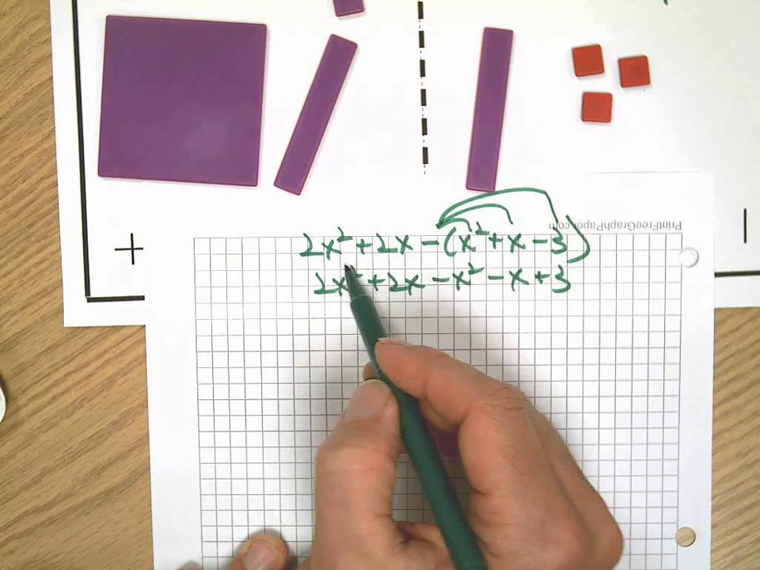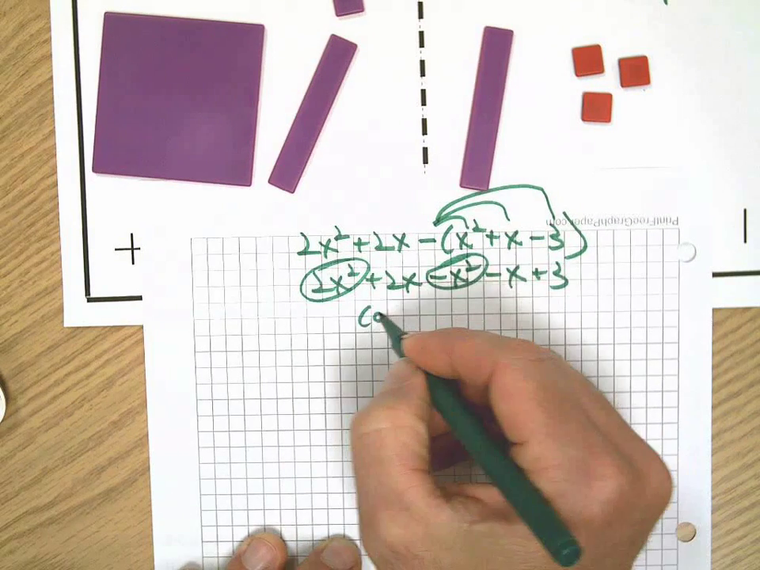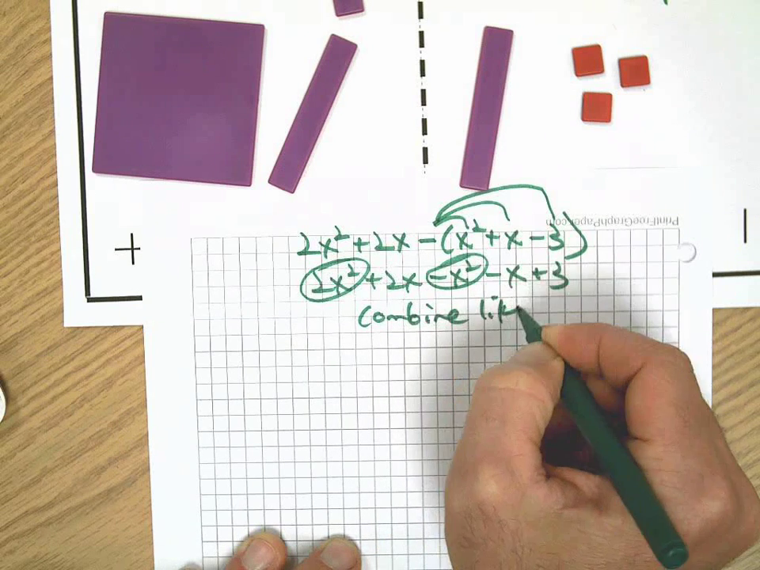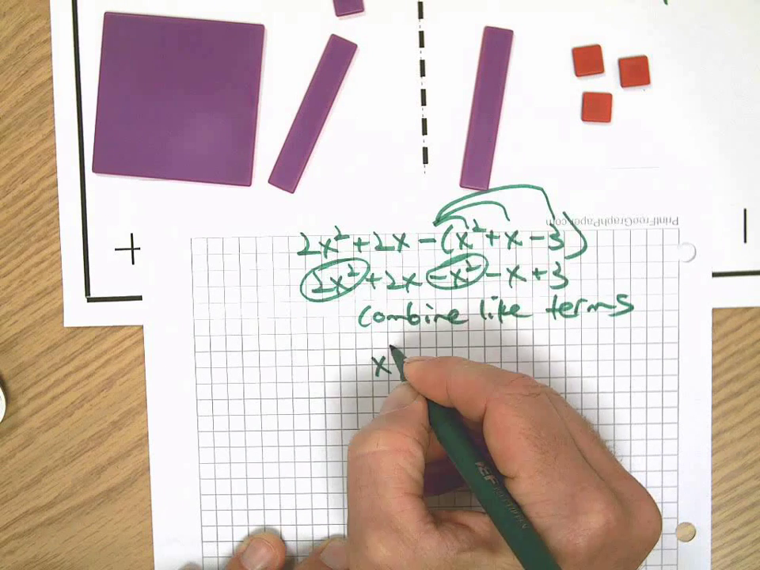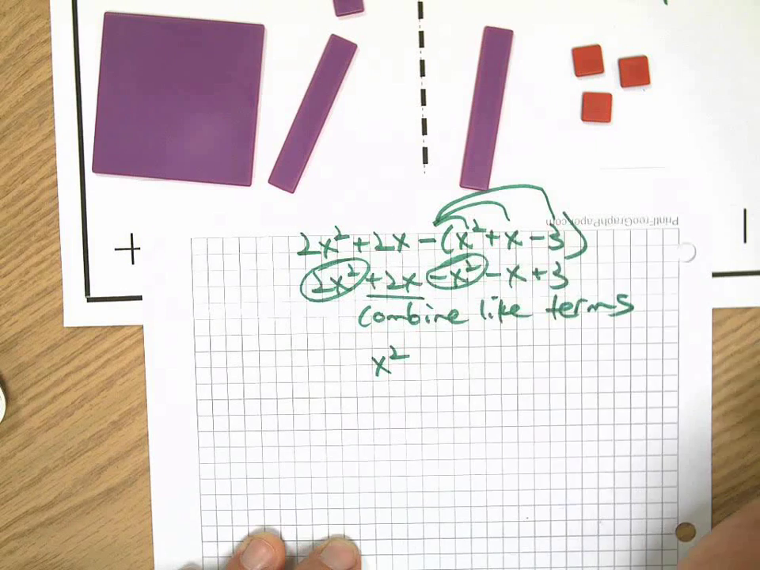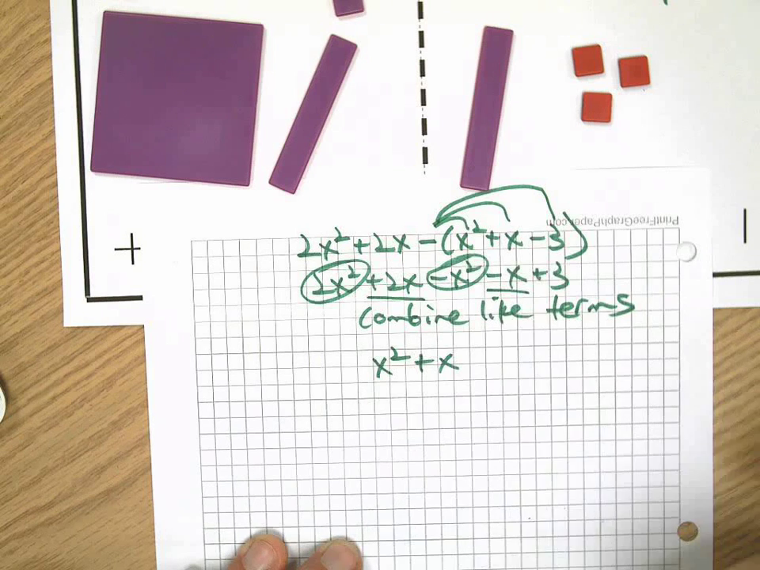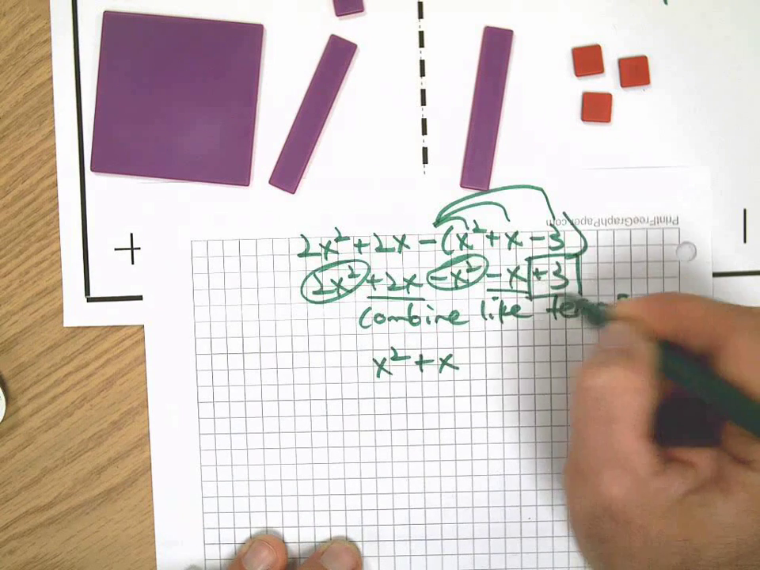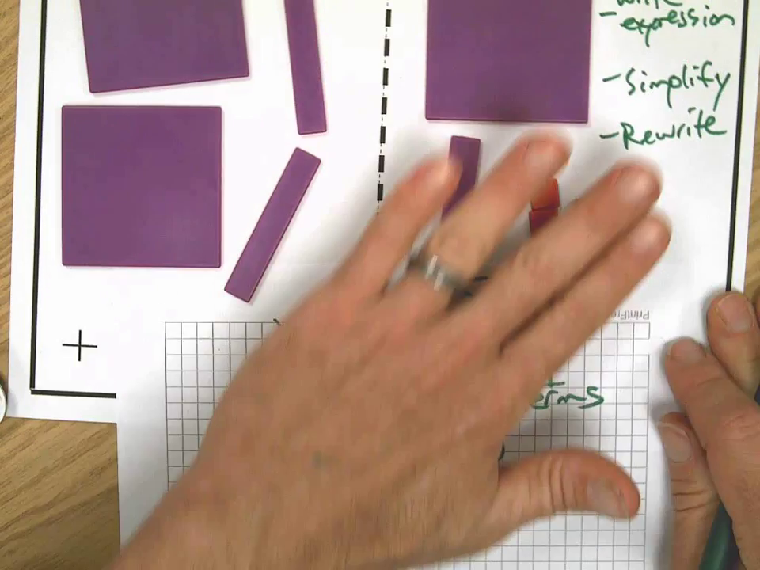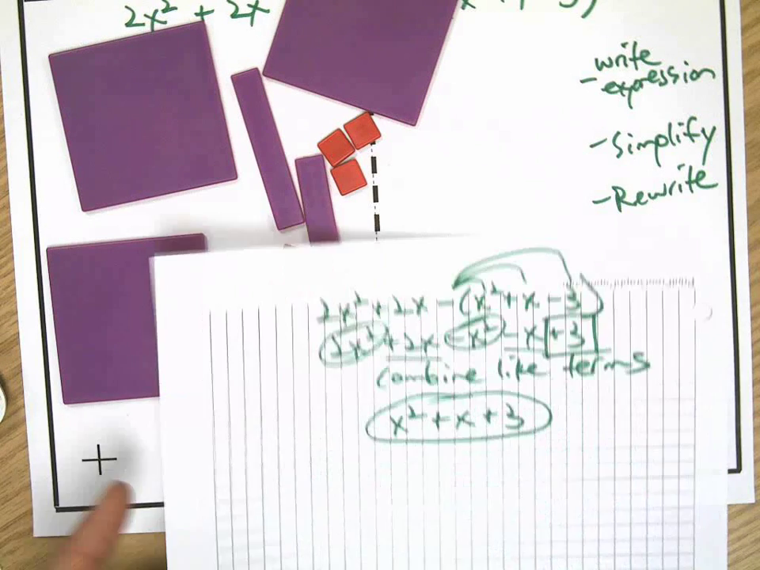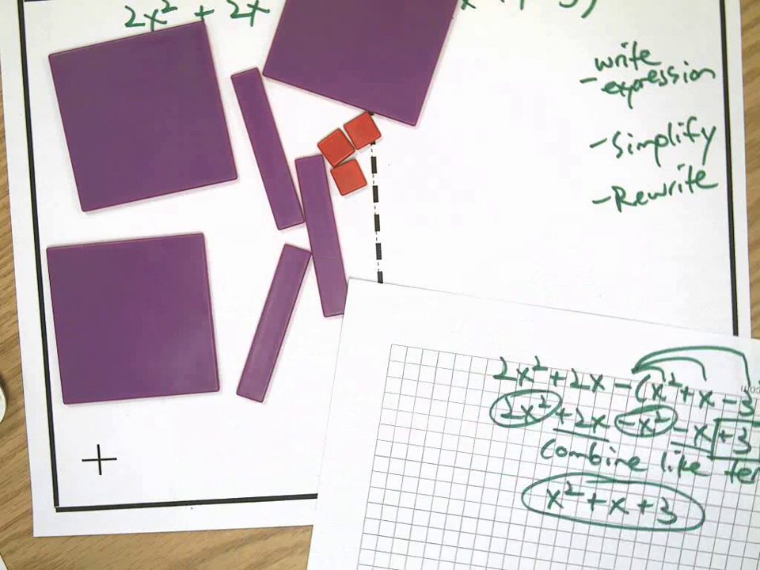Then, as we've seen different techniques in other videos here, I'm going to circle them. We're going to combine like terms. Put the same stuff together. So I have 2x squared, and then I'm going to take away an x squared, which leaves me with x squared. I've got 2x and a negative x, which leaves me with x. And then here I've got a 3. So if my directions were to write the expression, simplify and rewrite, when given a picture, that would be it.